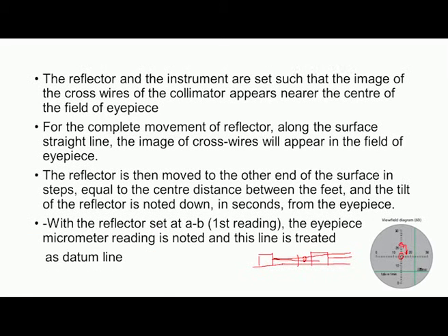Now, you can see here, initially this is the surface, and this is location A and this is location B. We have to keep the reflector here, and then we should take the reading. That is, with the reflector set at AB, this is the first reading, the eyepiece micrometer reading is noted, and this line is treated as datum line. So, with respect to this datum line, all other readings are taken.